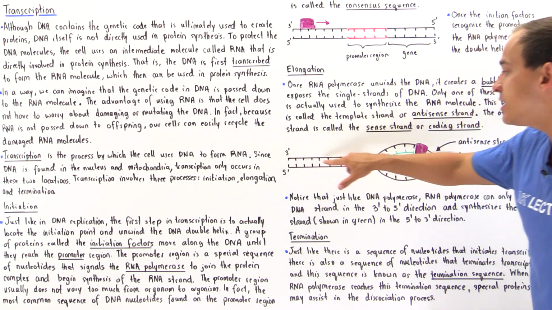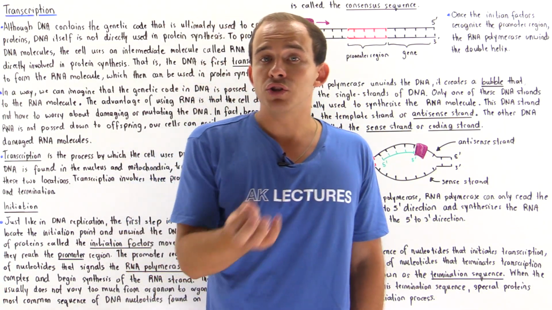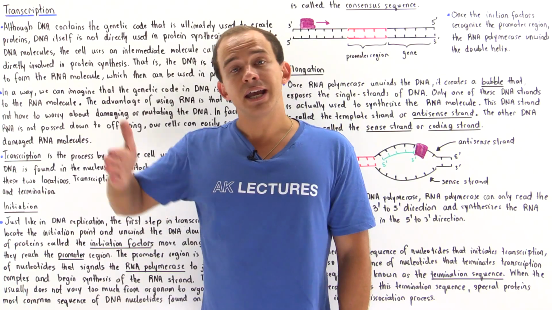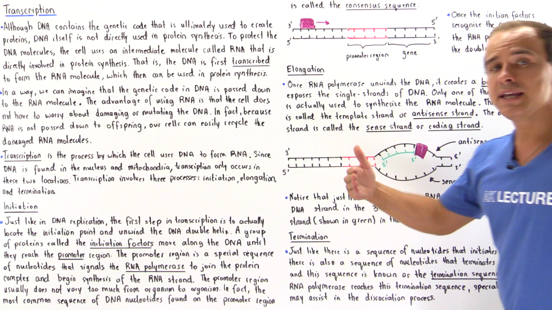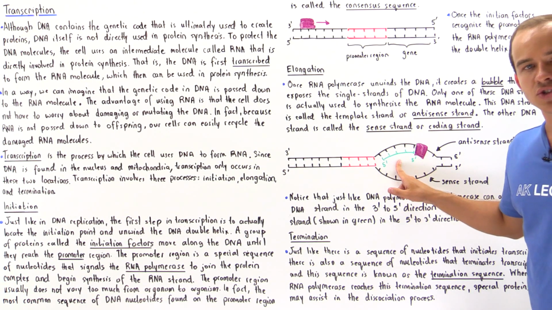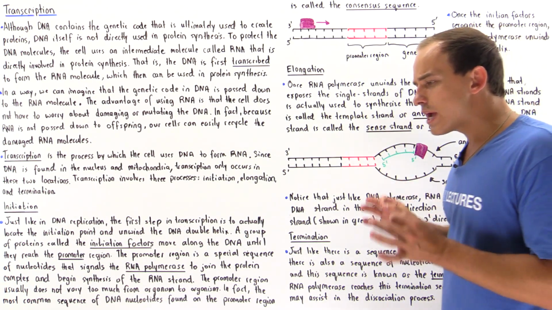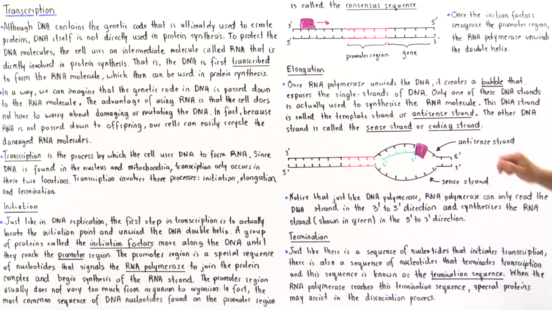So it uses this strand because just like DNA polymerase, RNA polymerase can only read our DNA strand beginning at the 3' end and ending at the 5' end. So it synthesizes our RNA beginning at the 5' end and ending at the 3' end, as shown in the following diagram. So this green strand is in fact our RNA strand. Now, the DNA strand that is used to actually synthesize the RNA strand is known as the template strand, or more commonly, the antisense strand. Now, the other DNA strand is called the sense strand or the coding strand.